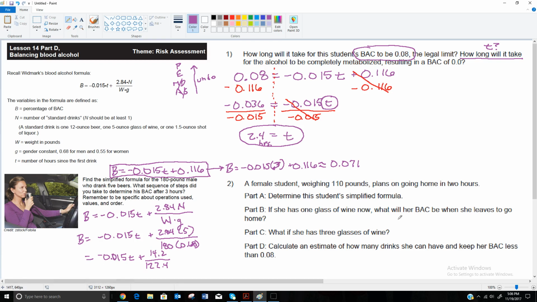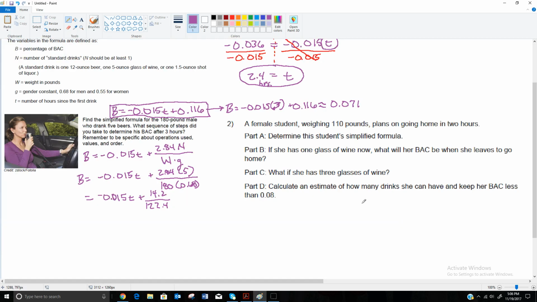So now we're going to look at a different student here, and we're going to plug in the information that we have for her. So here it says a female student weighing 110 pounds plans on going home in 2 hours. And we're supposed to first determine their simplified formula. So let's put in what we know for her. I'm going to slide this over and do it off to the side.